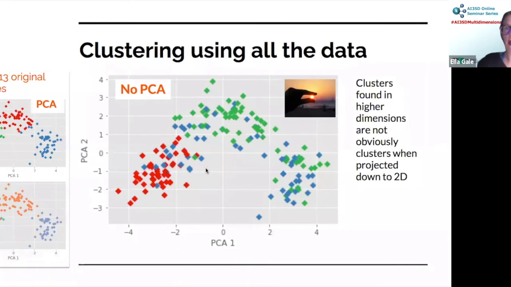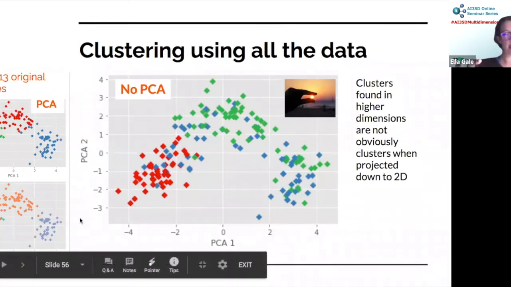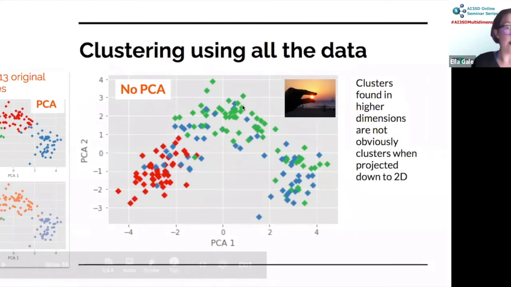But now we're plotting the data that has been clustered in a higher dimension. So this is all of the data in a 13-dimensional space, and this is how it's clustered. Now, this isn't really wrong. Those clusters are there in the higher dimensional space. It just doesn't actually match what we were hoping to find from our data.